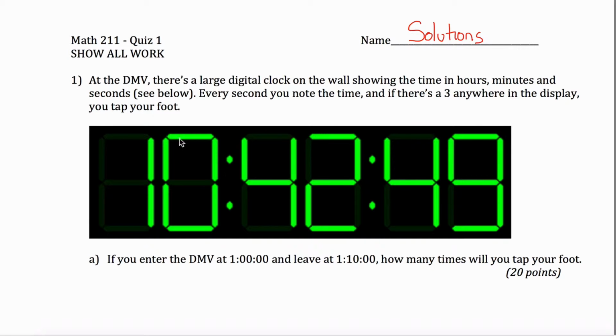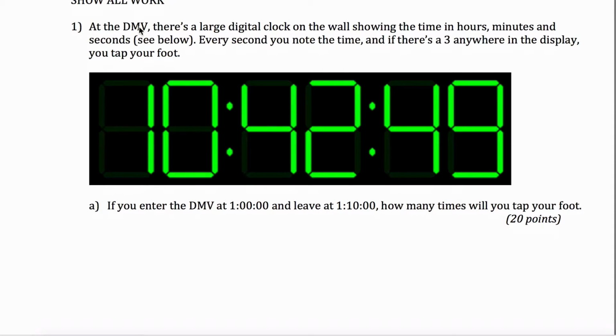All right, here are solutions for quiz 1 for Math 211. A couple of problems here. In the first one, we're at the DMV, to make reference to a problem we did in class. And there's this large digital clock up on the wall showing the time in hours, minutes, and seconds.